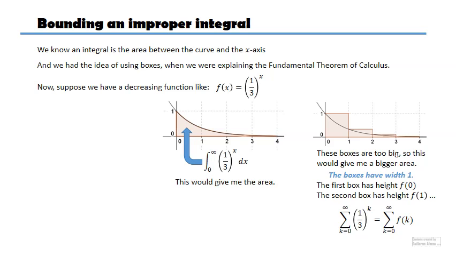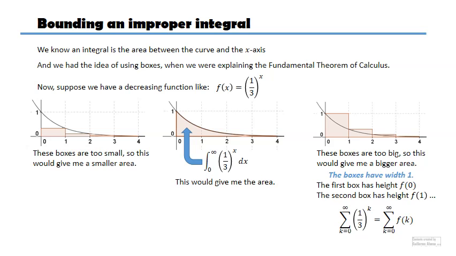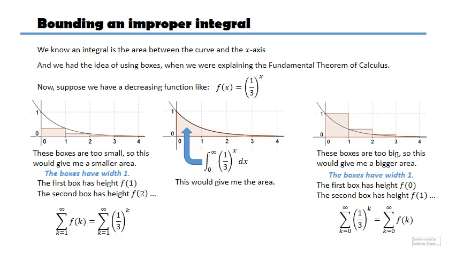I can also do it the other way around. I can also find smaller boxes. Again, this is going to be too small, so adding them all together is going to give me a smaller area. And the boxes have width 1, and the height is going to be f of 1, f of 2, f of 3. So again, I'm going to have the following expression. The idea is that this improper integral is going to be smaller than this and bigger than this. So I end up with the following expression. And that's how bounding an improper integral works.